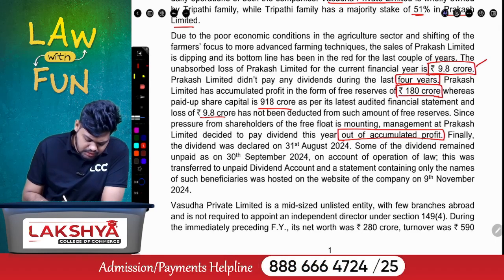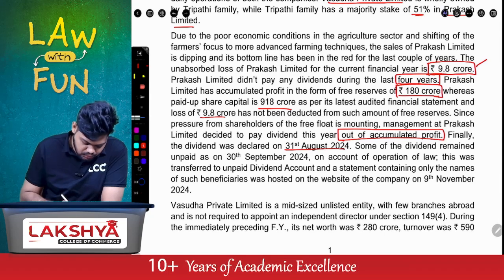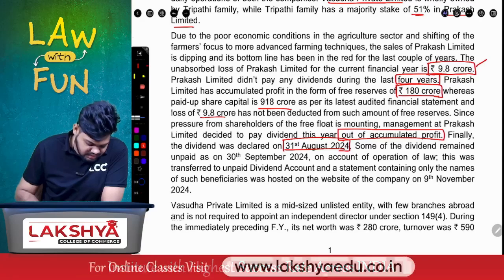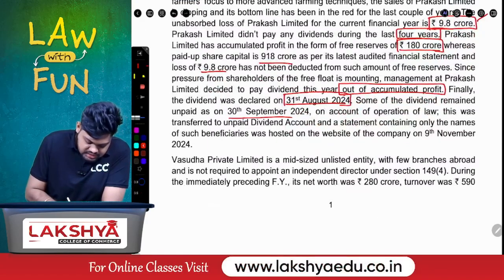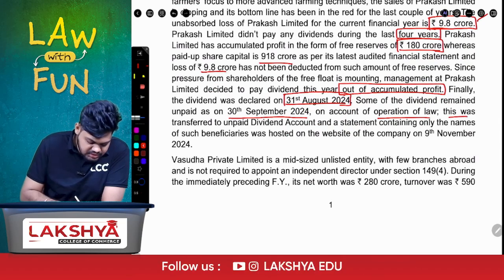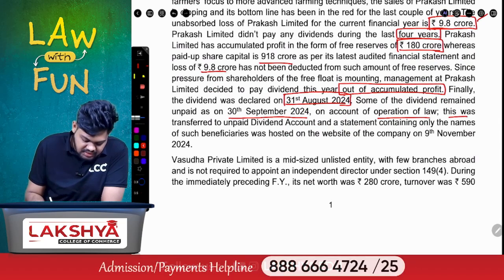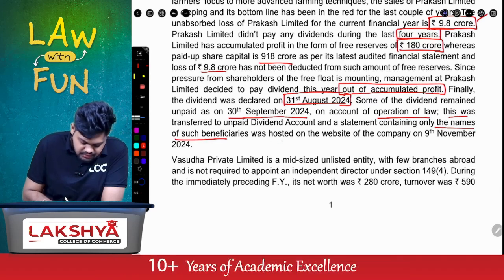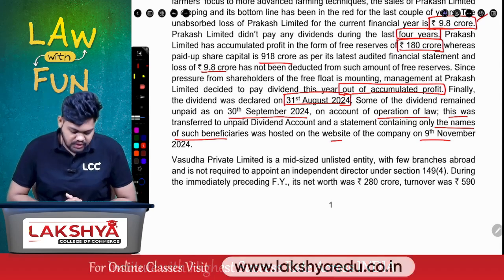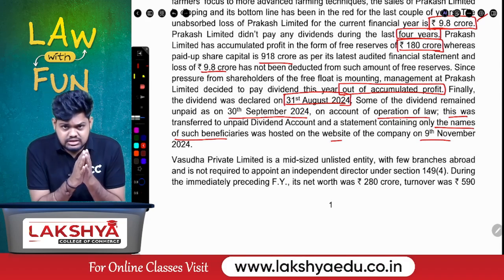Finally, the dividend was declared on 31st August 2024, the date of declaration of dividend. Some of the dividend remained unpaid as on 30th September 2024 on account of operation of law, right? This was transferred to the unpaid dividend account, and the statement containing only names of such beneficiaries was hosted on the website of the company as on 9th November 2024. So now let's get the concept of this logic clear.